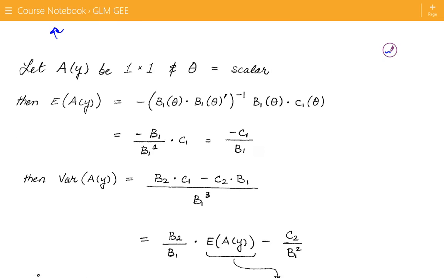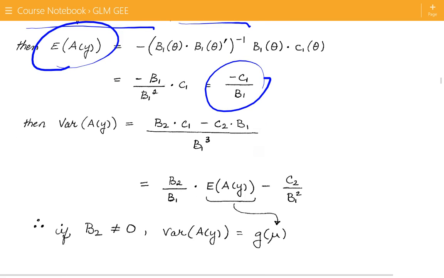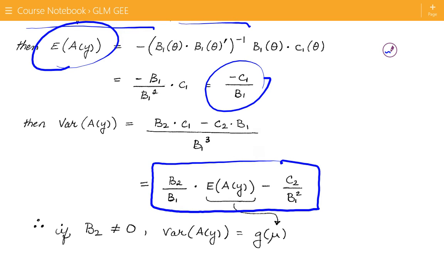So if we just let AY be a 1 by 1, and not two terms, and theta is a scalar, then our expected value of AY just comes down to the negative first derivative of the C function divided by the first derivative of the B function. And the variance will distill down into, if you do the algebra, the second derivative of B divided by the first derivative of B times the expected value of AY, which was written up here, minus the second derivative of C over the first derivative of B squared.